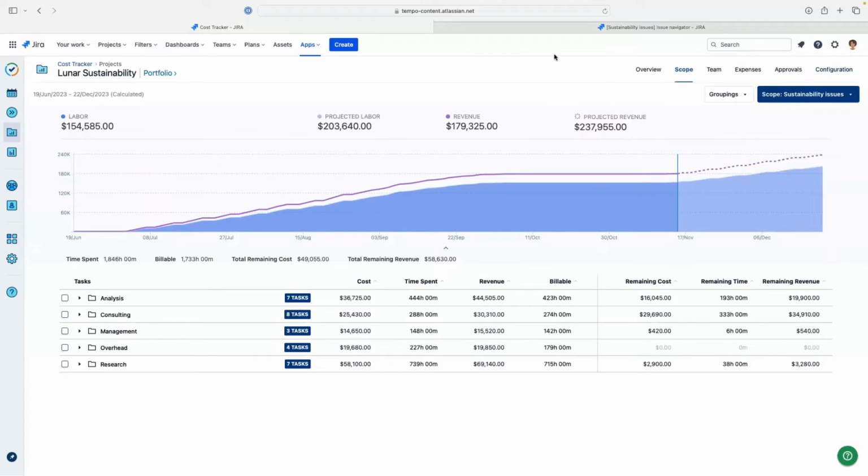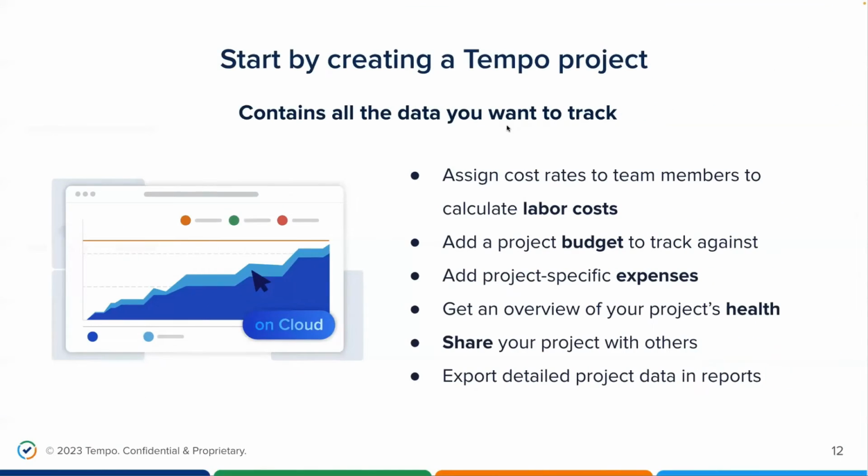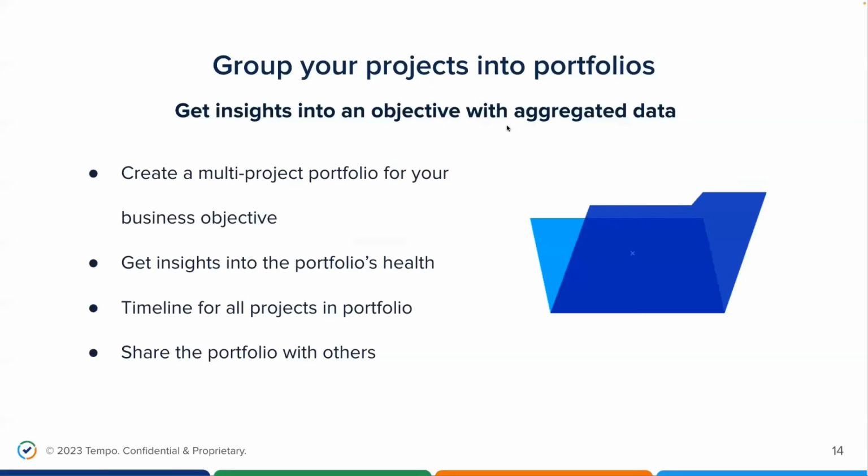So that's pretty much it for creating a cost tracker project. I know that was a lot to handle, but that's kind of the main thing. Once you get that down, and once you have two or more projects, you can create a portfolio, which is what most people are really after. A portfolio helps you get insights into whatever business objective you have, with all the aggregated data from multiple projects.